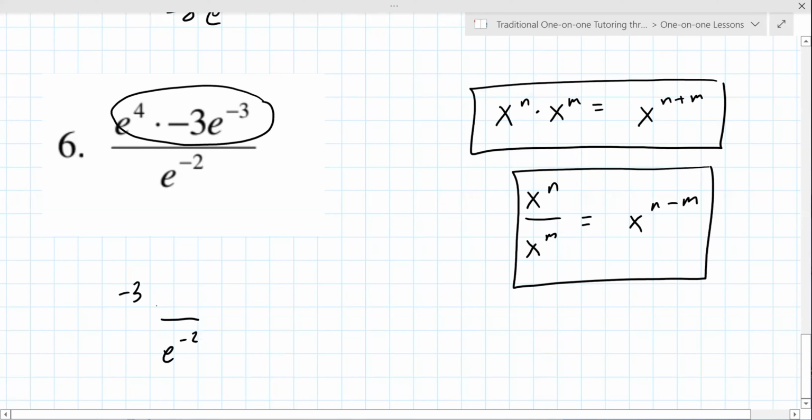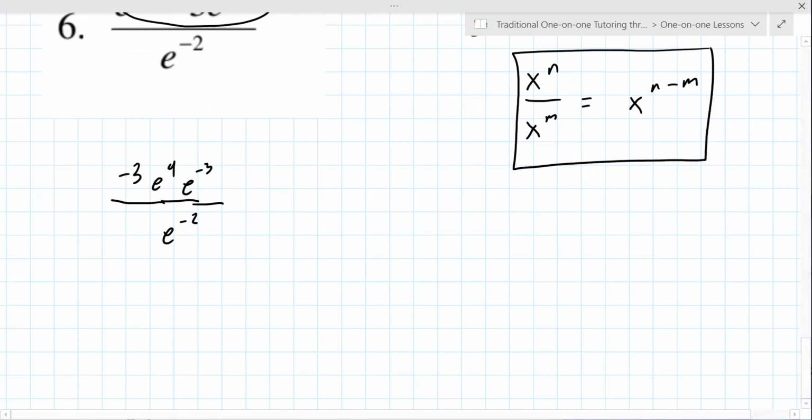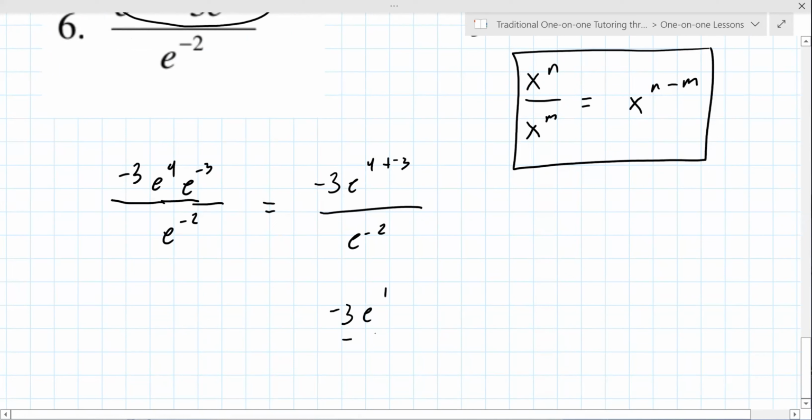So just rewriting it, it's -3 e to the 4th, e to the -3 like this. So that's where when the bases are the same, and just the top here, and you're multiplying, you add the exponents. So it becomes -3 e to the 4 plus -3, over e to the minus 2. So that 4 plus minus 3 is e to the 1, over e to the minus 2. So now you subtract the exponents. It's minus 3e to the 1 minus a minus 2.